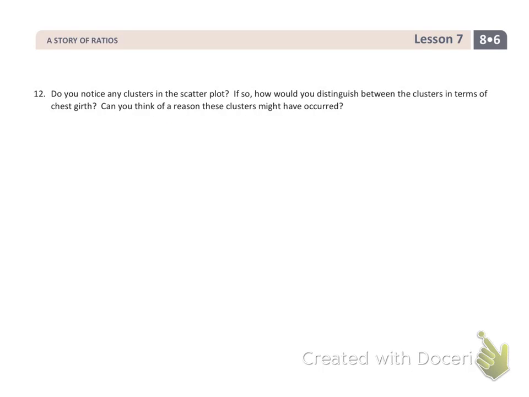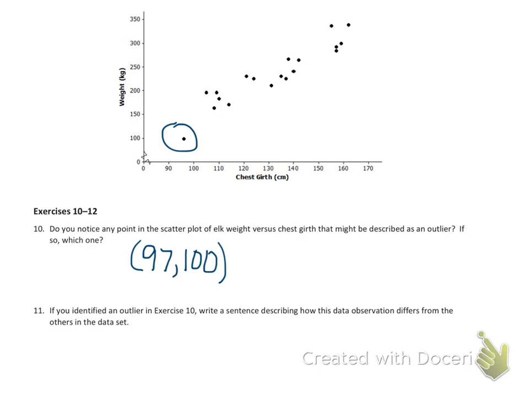Okay, so this last question asks us, do you notice any clusters in the scatter plot? If so, how would you distinguish between the clusters in terms of chest girth? Can you think of a reason these clusters might have occurred? So let's look back at the data again. When we were talking about it, I was pointing out what I see. There's a cluster there, and then another cluster up here.